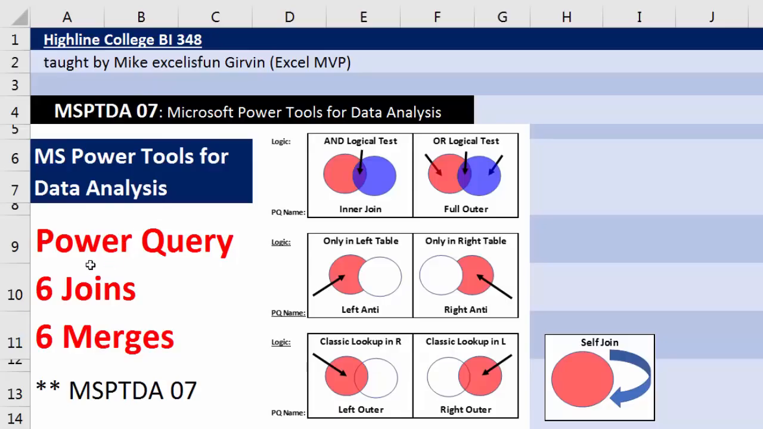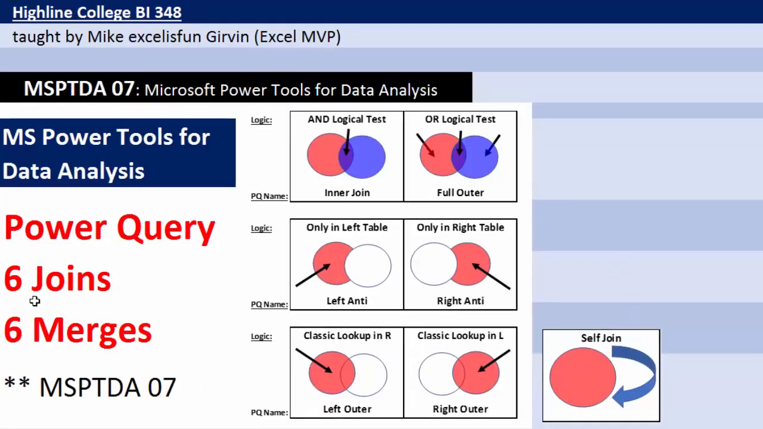Hey, in this video, we're still talking about Power Query, and we're going to see the 6 different joins or 6 different merges we can do in Power Query. We can do an inner join, full outer, left anti, right anti, left outer, right outer, and even a self join. Now, the word join means we're going to take 2 tables and join them based on a column.